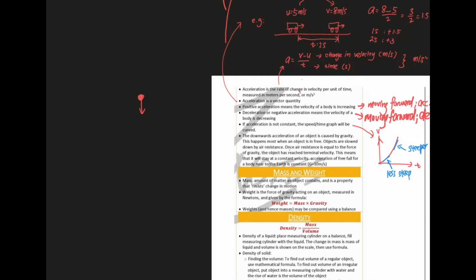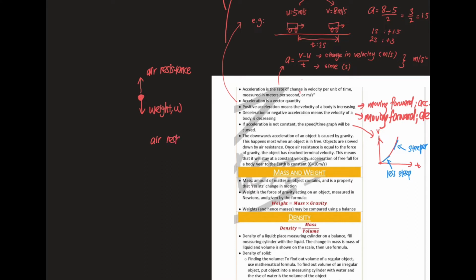So gravity causes weight, acting downward. Okay? There is an air resistance that pushes the object up. It's like when you want to go down, then the air is blowing upwards. I think you should have experienced it before. That will slow down the motion. Once air resistance is equal to the force of gravity, the object has reached terminal velocity.